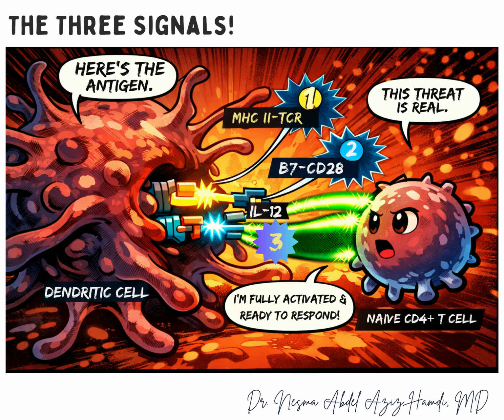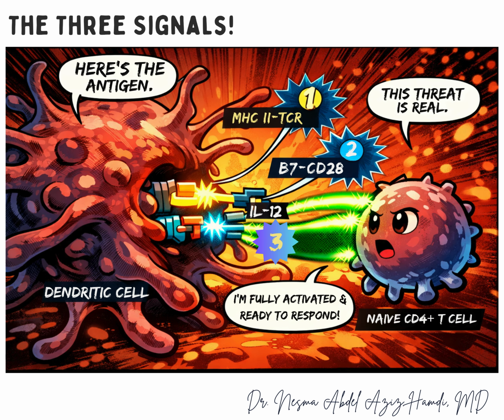Activation, however, is not accidental. It requires three tightly regulated signals. First comes signal 1. The T cell receptor on the CD4 T cell precisely recognizes the antigen displayed on the dendritic cell's MHC class II molecule. This interaction provides specificity, ensuring that only T cells with the correct receptor are engaged.